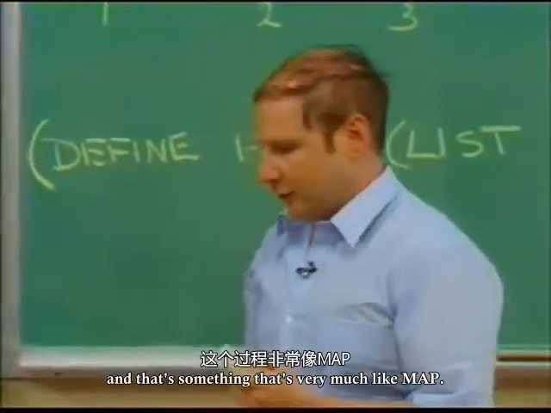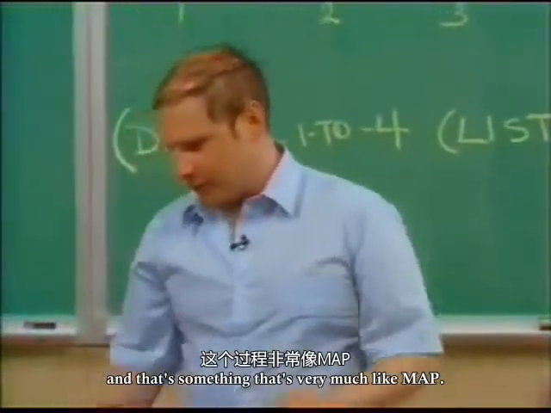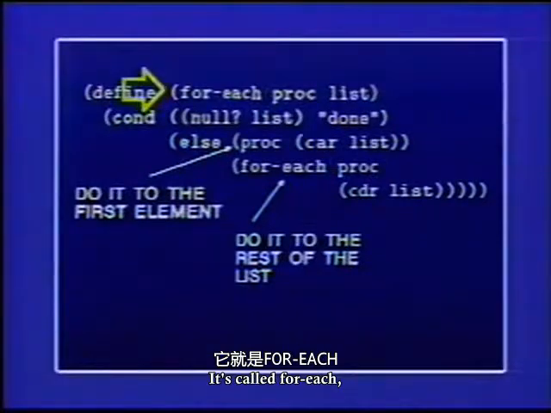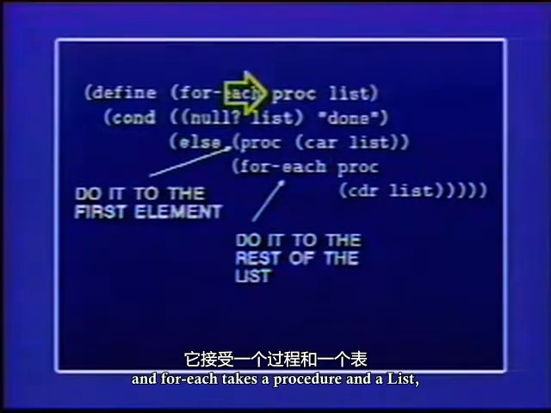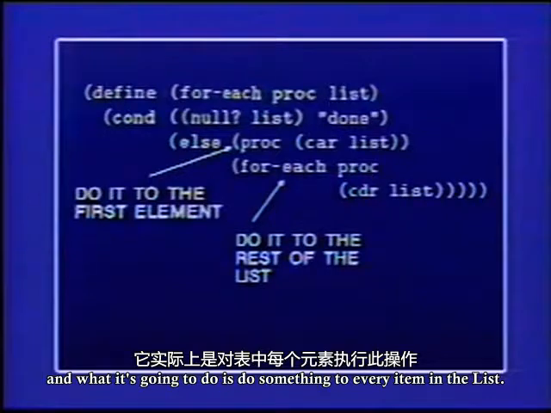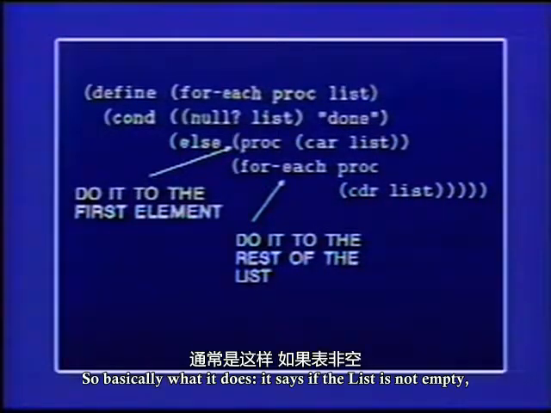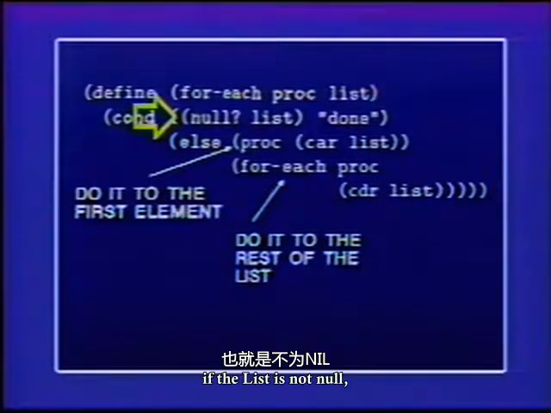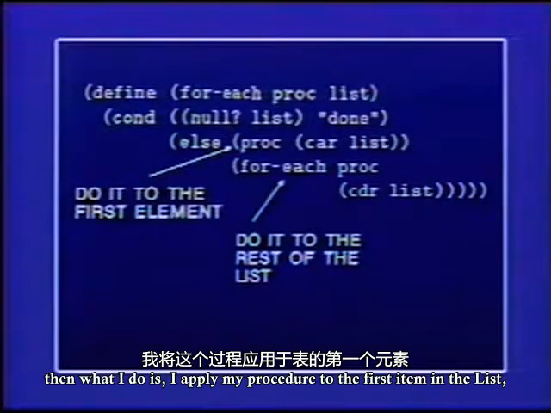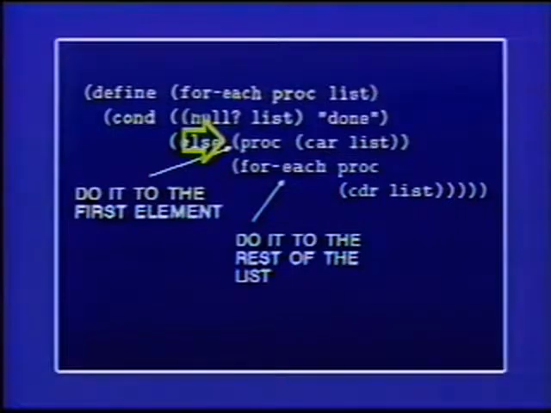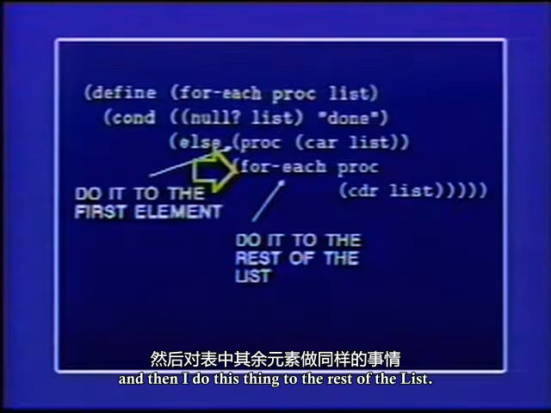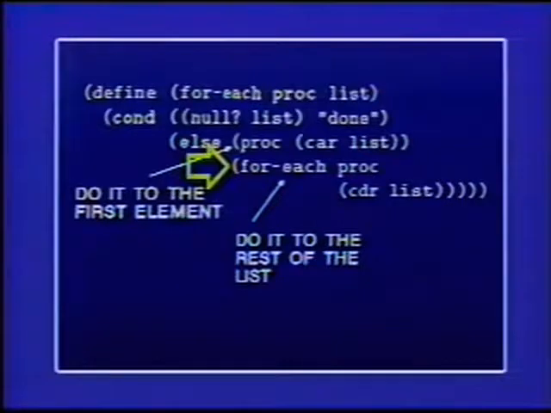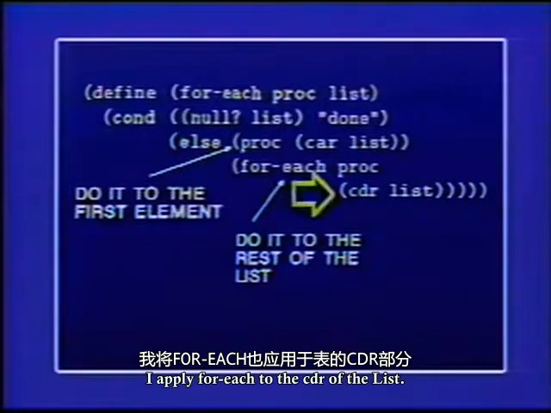And that's something that's very much like map. It's called for each, and for each takes a procedure and a list, and what it's going to do is do something to every item in the list. So basically what it does, it says if the list is not empty, if the list is not null, then what I do is I apply my procedure to the first item in the list, and then I do this thing to the rest of the list. I apply for each to the footer of the list.